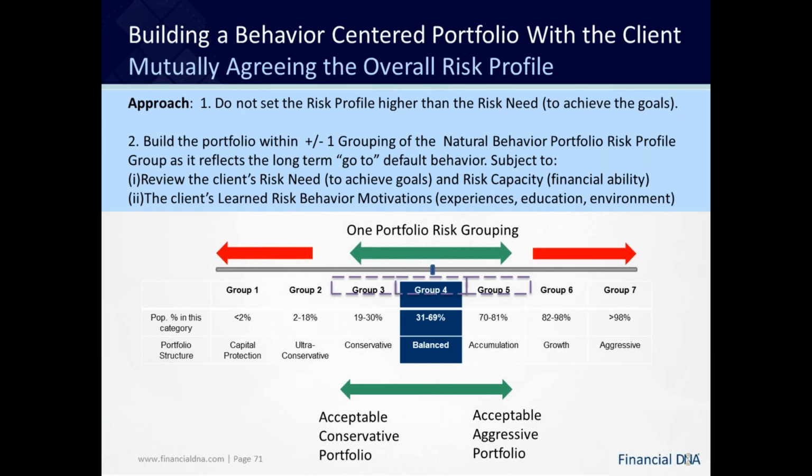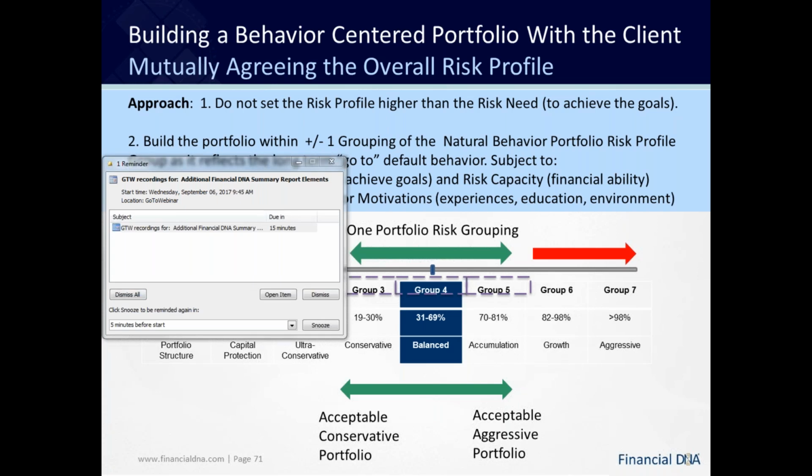And so, again, I'm just emphasizing in this graphic that once you understand the concept of natural behavior, that it's the client's go-to position, it's their default behavior under pressure, then we shouldn't be building portfolios that are outside of that by one grouping up or down, because otherwise the emotional management will get higher, and we need to align that to the client's risk need and their risk capacity.